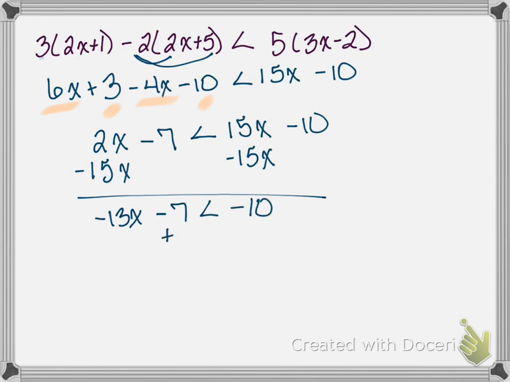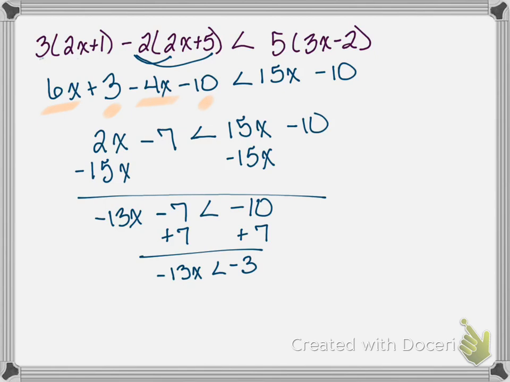I'm going to add 7 to both sides. And I'm left with negative 13x is less than negative 3. Now, it's very possible that you might forget to reverse the sign here. That's very, very possible. But there's not multiple areas that you might make a mistake. And that's what happens when we move that variable to the right-hand side.